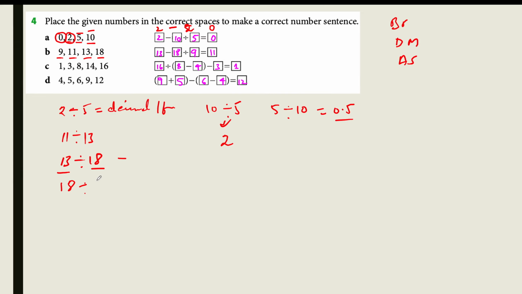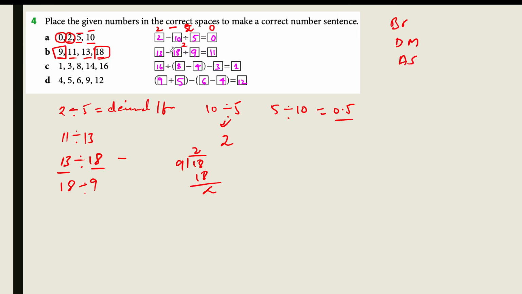One example is 18 divided by 9. If we divide 18 by 9, 9 multiplied by 2 is equal to 18. So from this we get 2. This number is taken, and so is this number taken. We are left with 11 and 13. Where shall we put 11 and 13?